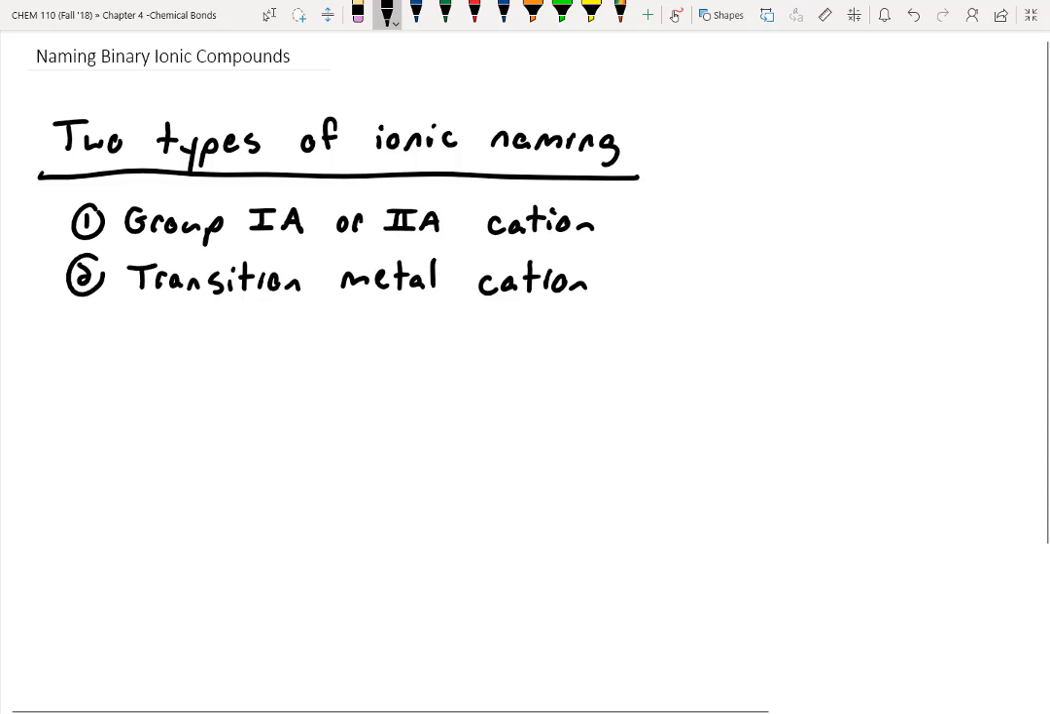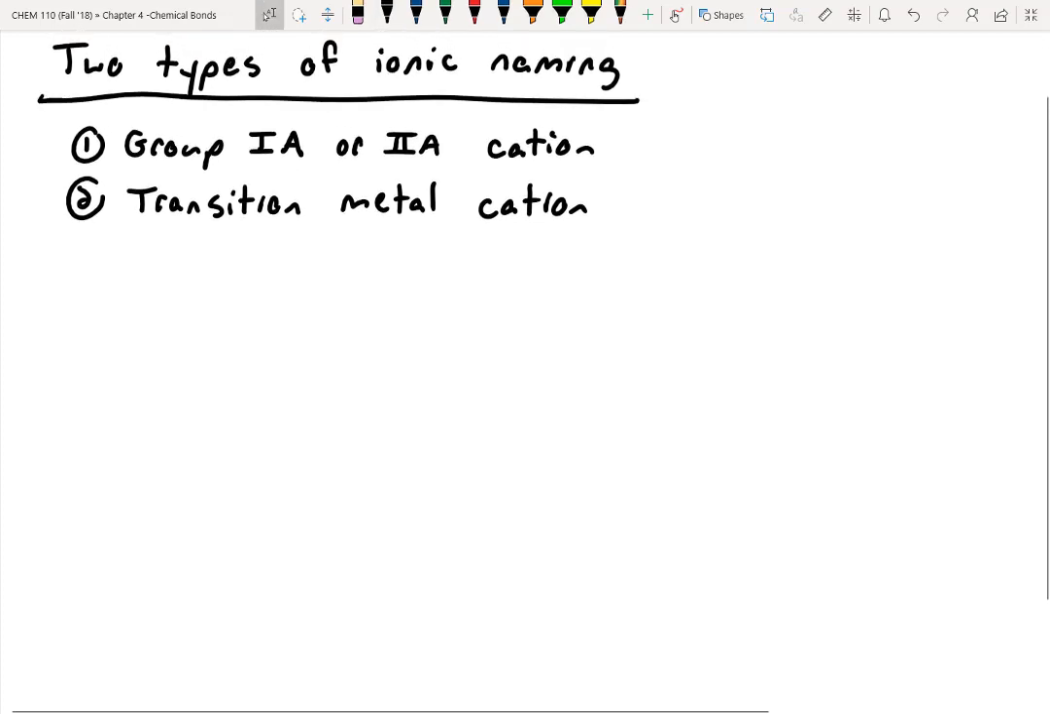Going back to that table, I said we can't predict the charge readily, right? So it's a lot harder to know what the charge is for a transition metal cation than group 1A or 2A, which are always going to be +1 and +2. All right, so let's start off with the easy one. We'll do group 1A and 2A naming first.